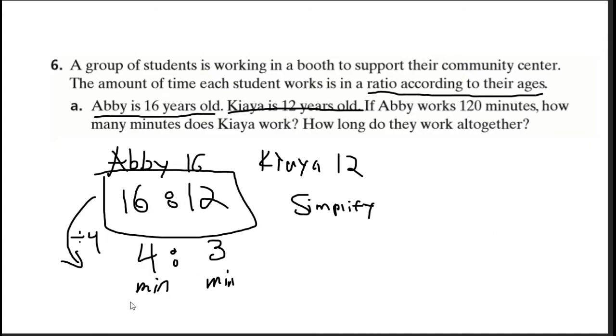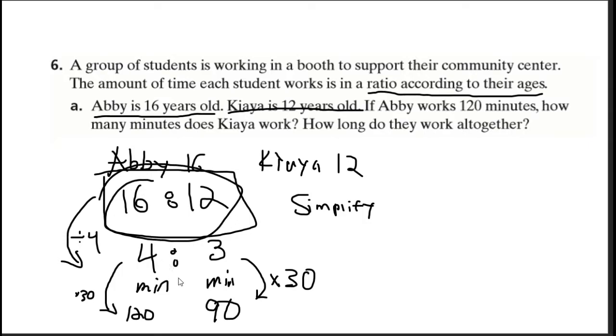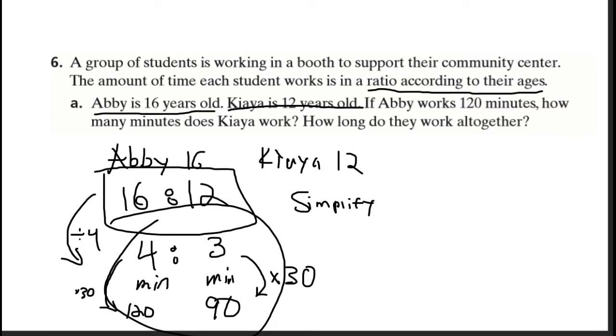Now, take a look at this. If Abby works 120 minutes, we can scale up from 4 to 120. In this case, 120 divided by 4 would be equal to 30. So by scaling up, multiplying by 30, we can do the same thing on the other side. And we can see that if Abby was to work 120 minutes, then Kaya would get to work 90 minutes. So even though we started off by taking a look at their ages, it's really another way of saying that's also how much time they get to work.